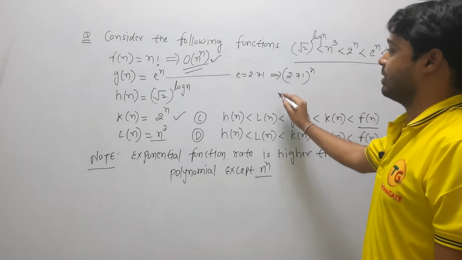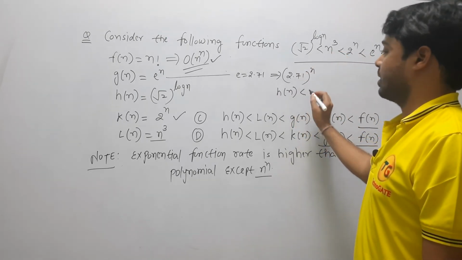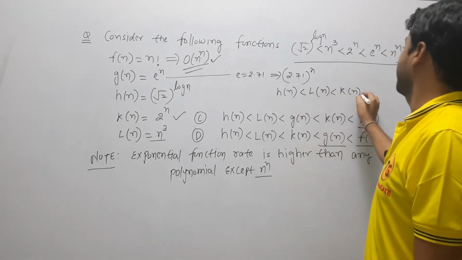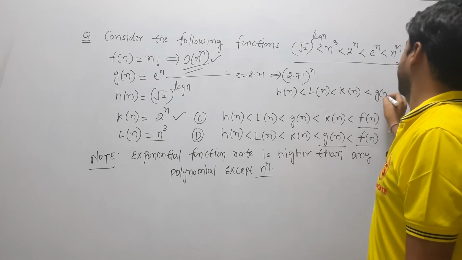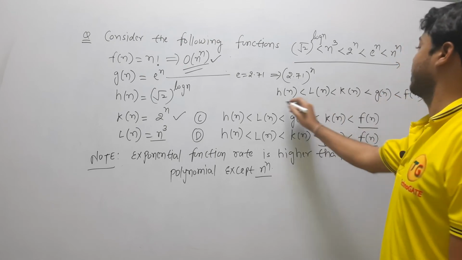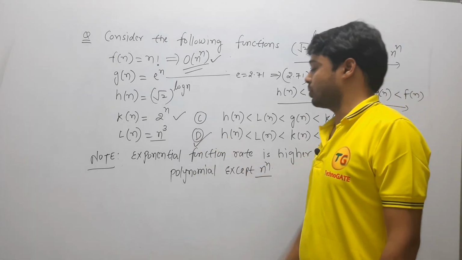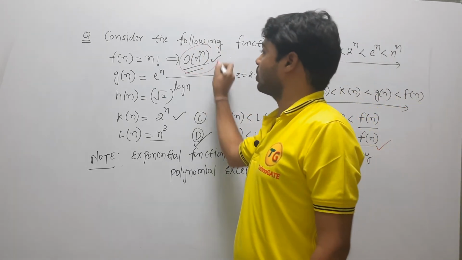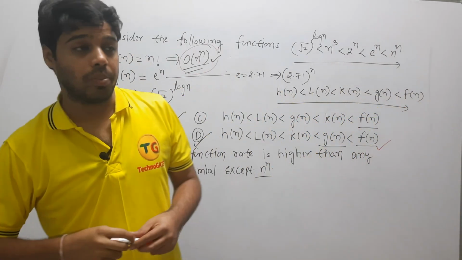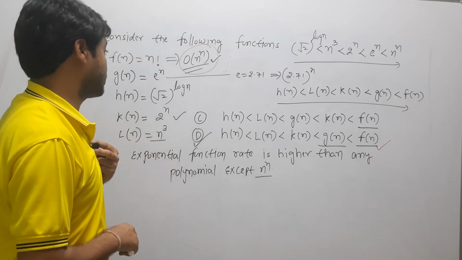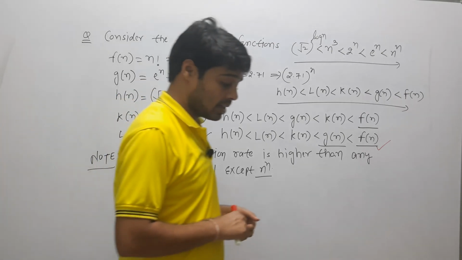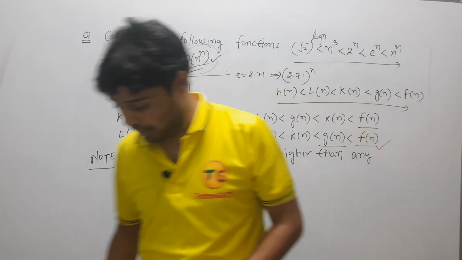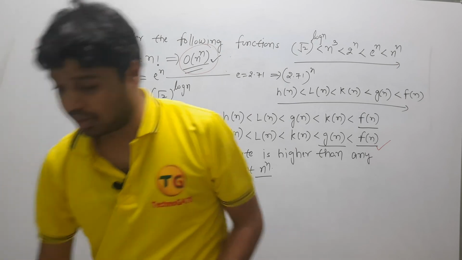So this is h(n) less than l(n) less than k(n) less than g(n) less than f(n). So this is the order, and D is the correct answer. This function's growth rate is very much higher than any polynomial. Clear? This is a good problem. So let's take another one.